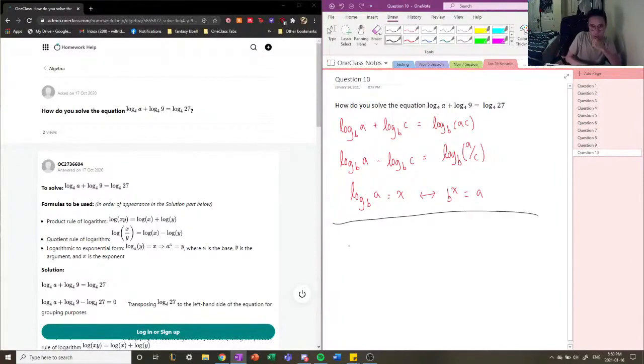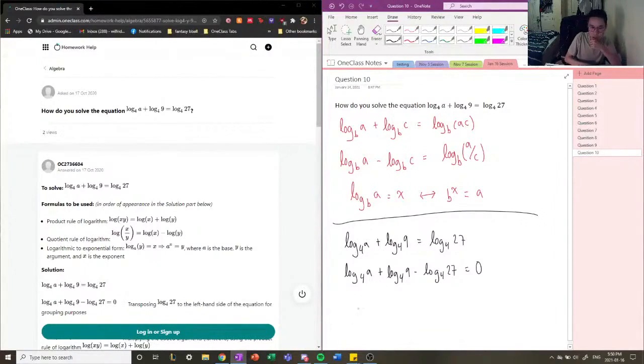The first thing that we're going to do in our expression is move all our terms to the left-hand side. That'll make it easy for us to solve for a. If we do that, we get log base 4 of a plus log base 4 of 9 minus log base 4 of 27. At this point, you can calculate the log base 4 of 9 and 27 and then isolate for a, but that's kind of trivial. We're going to use our properties of logarithms to simplify our expression.